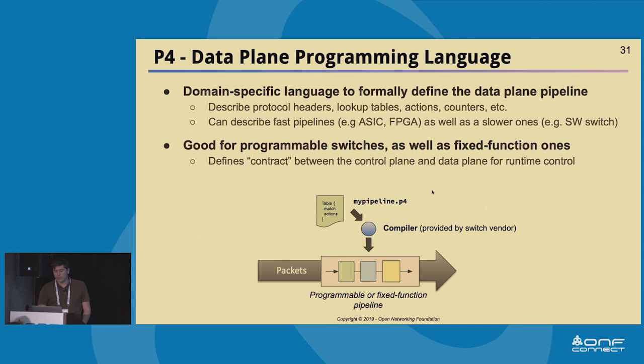This is the workflow you will find by working with P4. You have a P4 program, and you run this program through a compiler that is usually provided by your switch vendor. What the compiler does is generate a configuration that realizes this given pipeline on a target, like an ASIC. And the ASIC, in this case, could be programmable or fixed function.